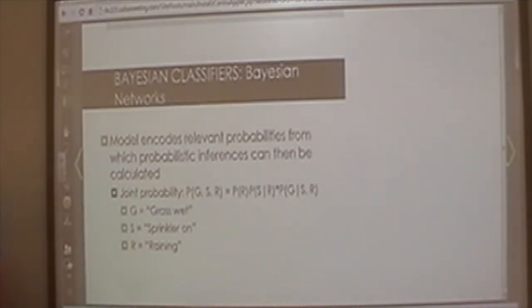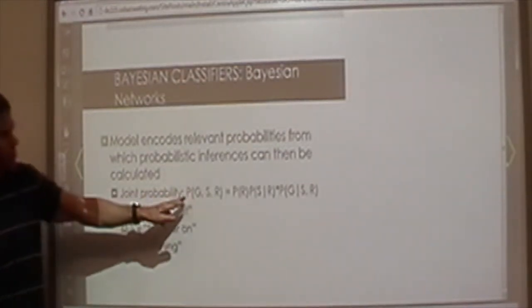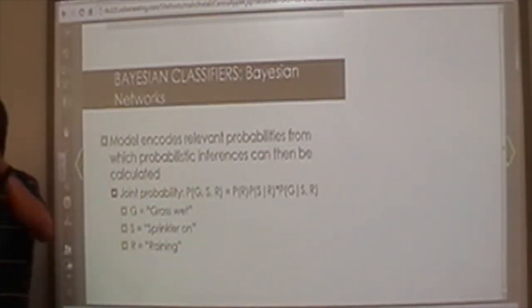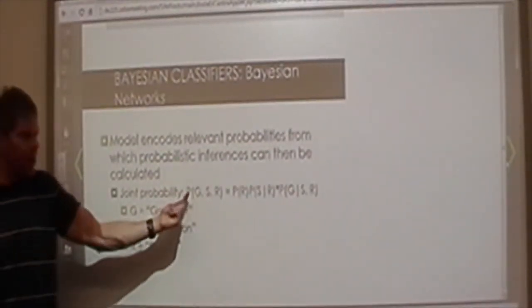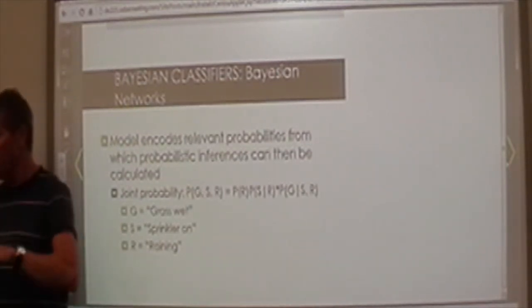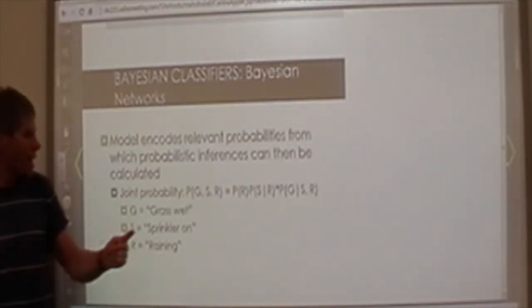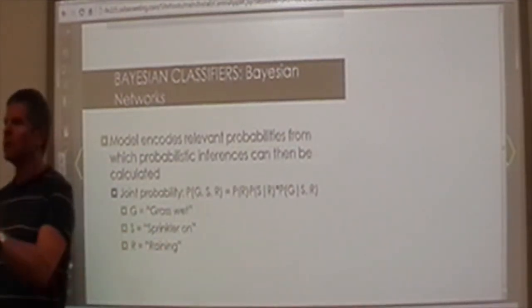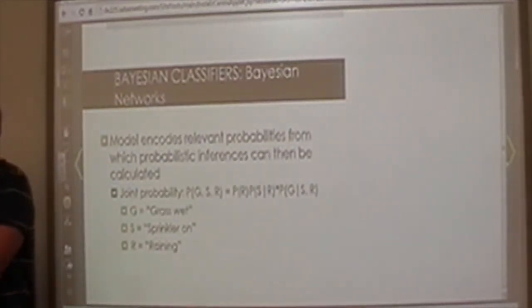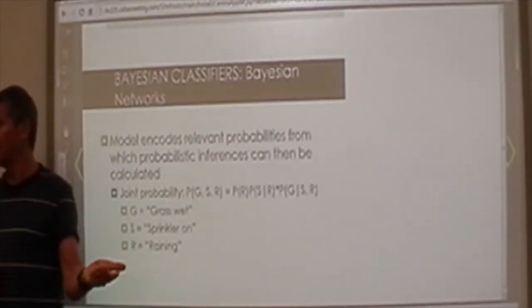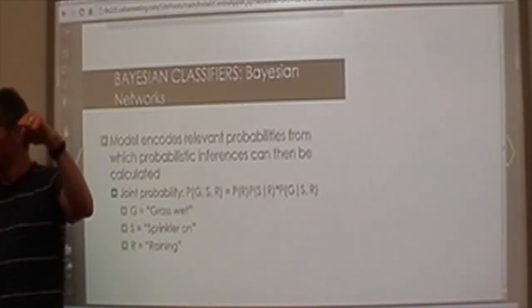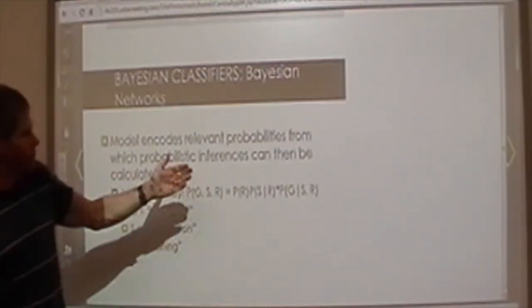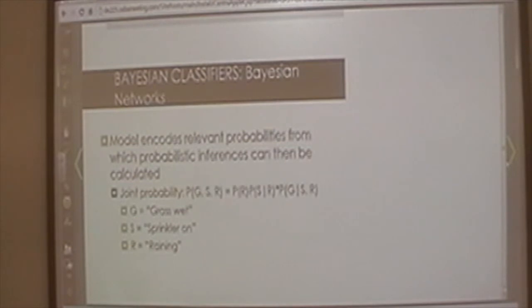And in this example, the joint probability we're going to construct is a probability table for all three events. So it's going to be all the possibilities of the grass being wet or not wet, the sprinkler coming on or not coming on, it raining or not raining. So ultimately this would be a table of 8 possibilities with the corresponding probabilities.